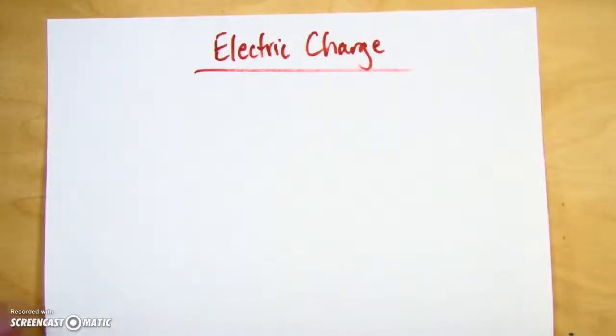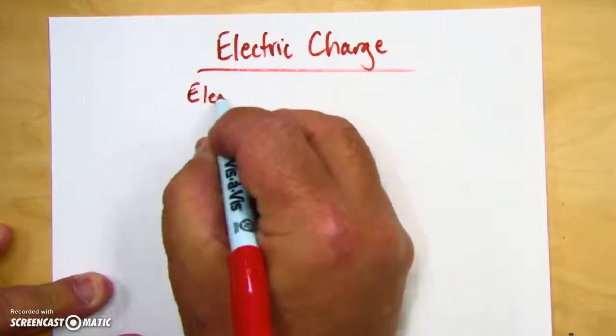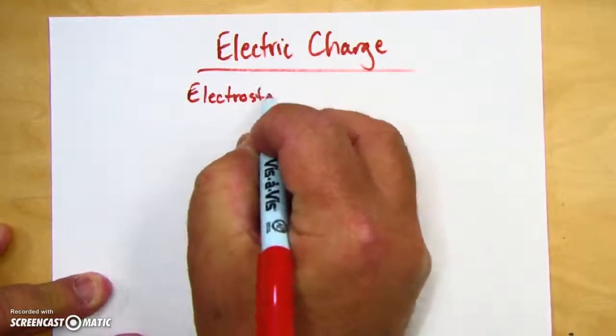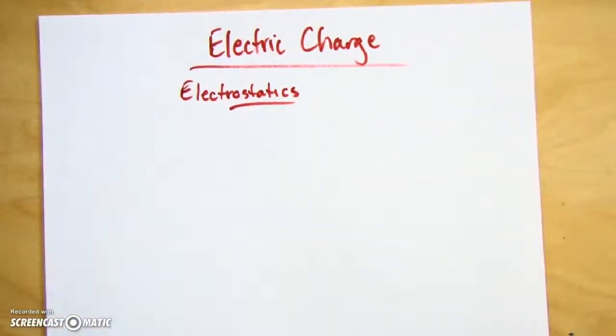Okay, now we're talking about electric charge. We're back to electricity, and we're going to start talking about electrostatics. Electrostatics is static electricity, just like it sounds. Static means stationary, so now we're talking about things not moving, and we're usually talking about insulators and stuff like that, although we'll throw in some conductors, so we'll go on to it.